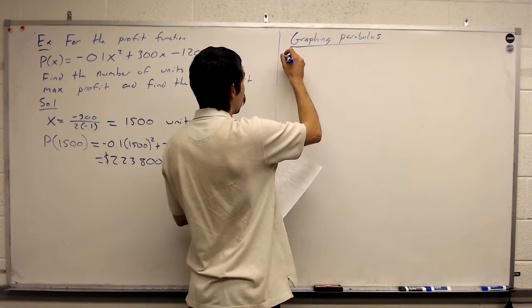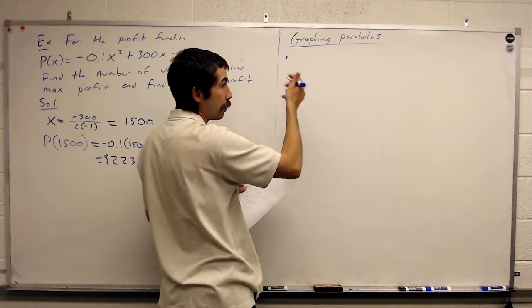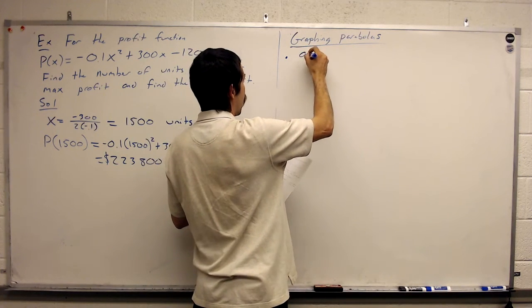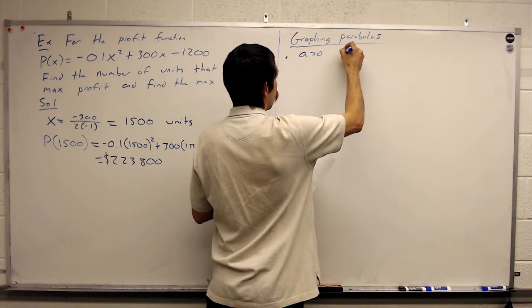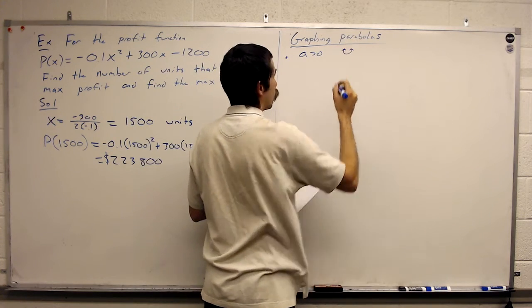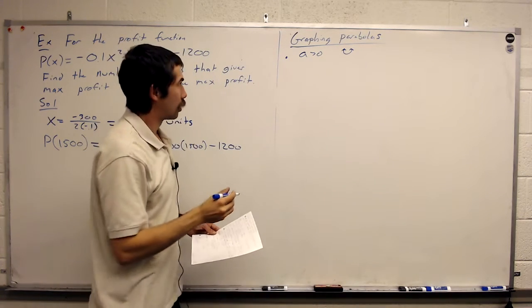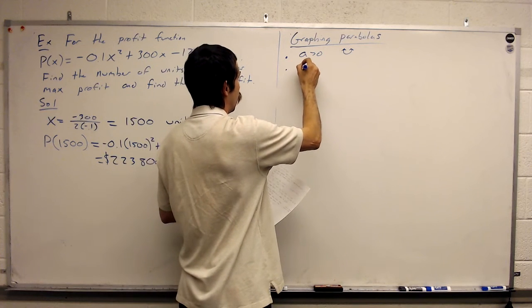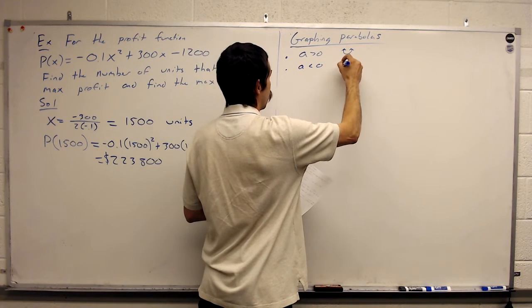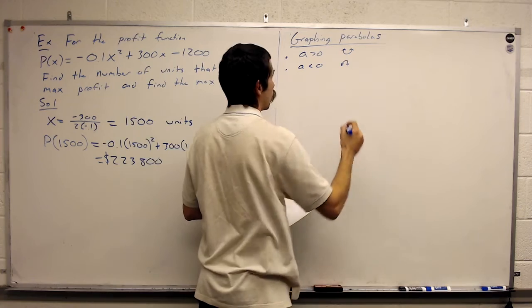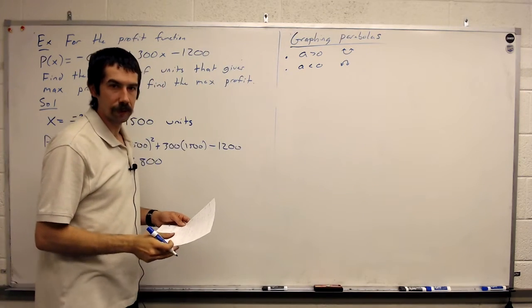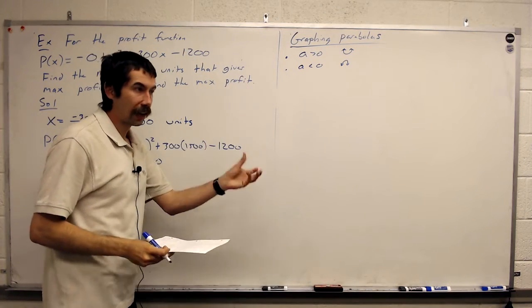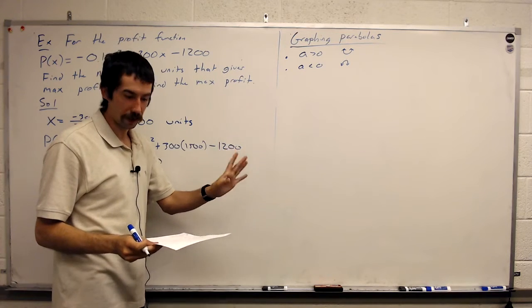Okay, so we already stated this, but let's state it again. If a is greater than 0, we open upwards. If a is less than 0, the parabola opens downwards. That gives us a general sense of the shape of the parabola.